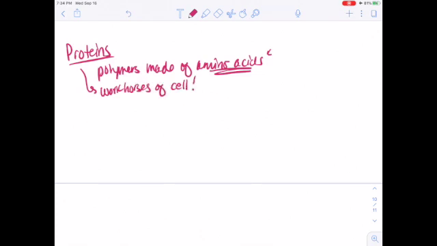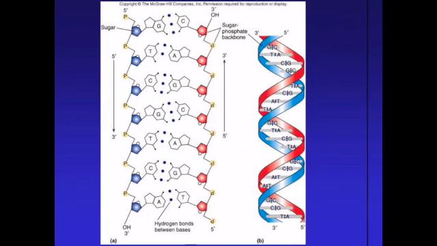Meaning they do all kinds of stuff. They do so much. Your cells would not survive without proteins. If your cells couldn't make proteins, you would not live. If bacterial cells can't make proteins, they are screwed. They cannot do anything because proteins do so darn much for the cell.